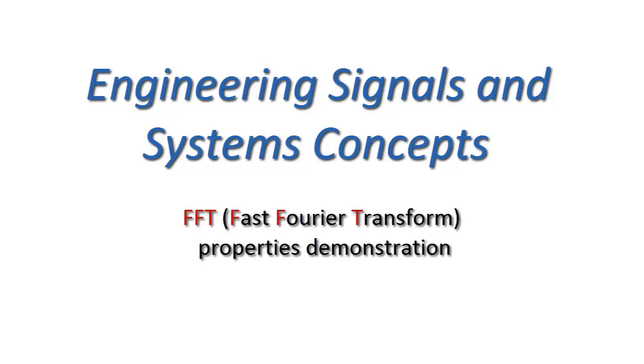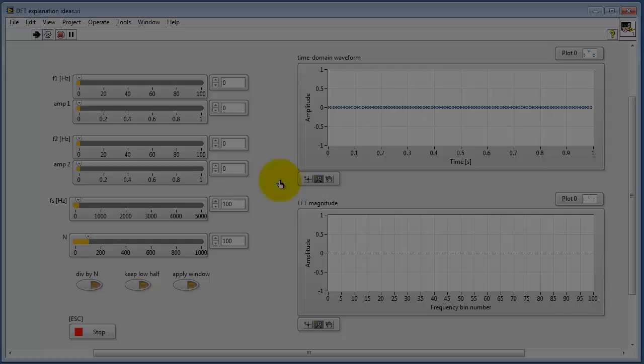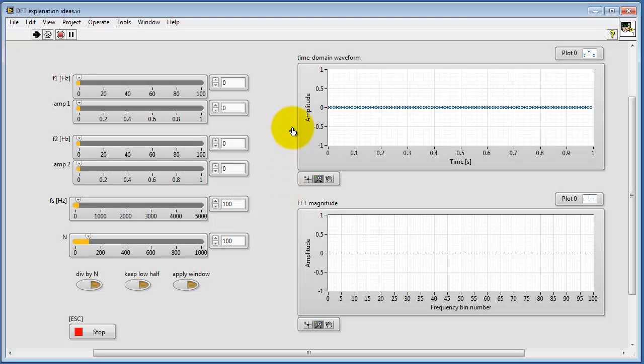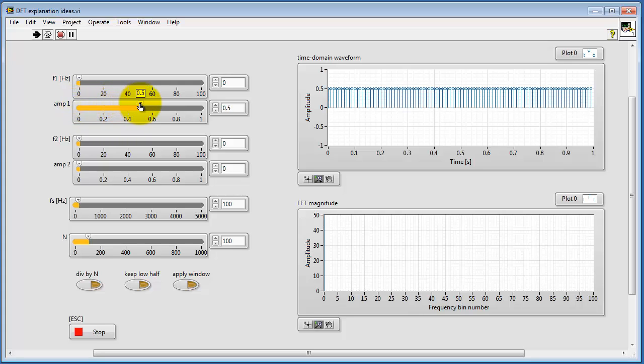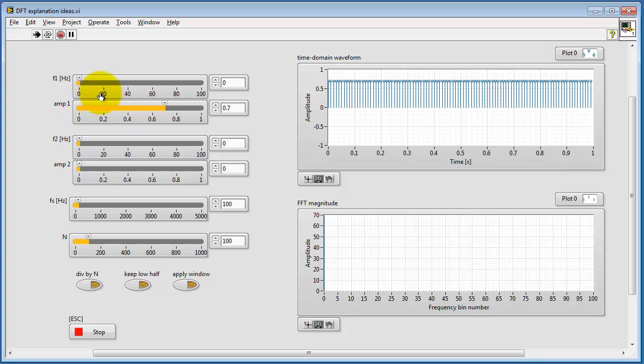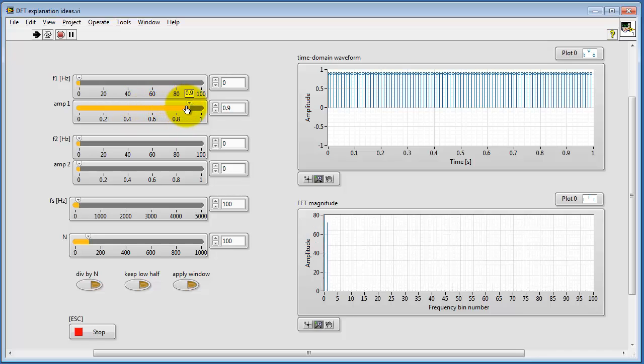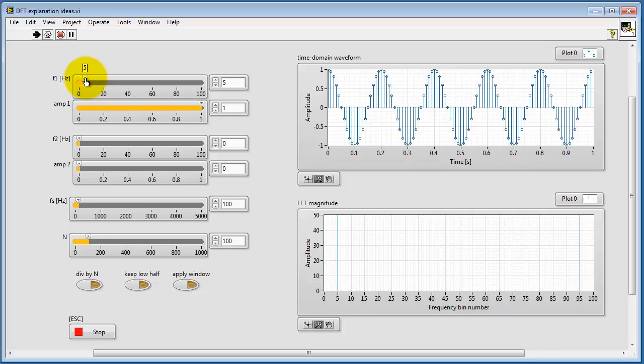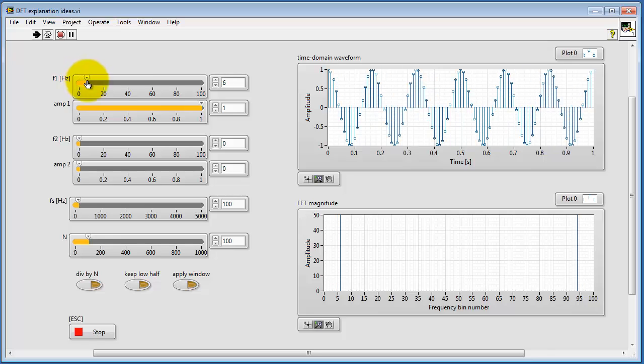Now I'd like to demonstrate some properties of the FFT, also known as the fast Fourier transform. In this demonstration, I have a time domain waveform, and I'm displaying the FFT magnitude down here. I can control the amplitude and the frequency of up to two sinusoids. Let's get this amplitude up to one, and let me dial up a little bit higher frequency.